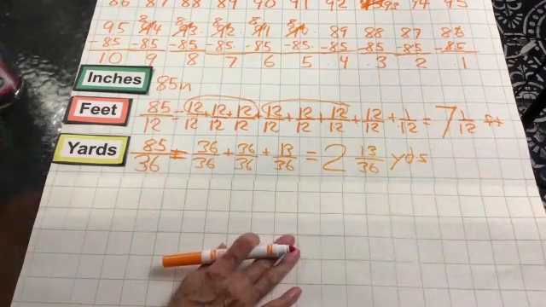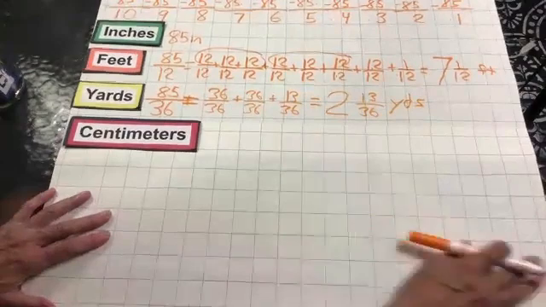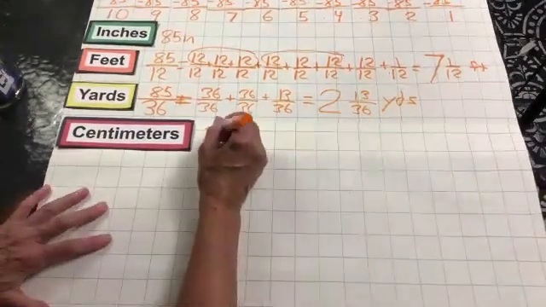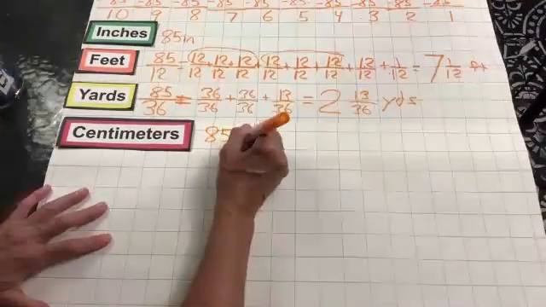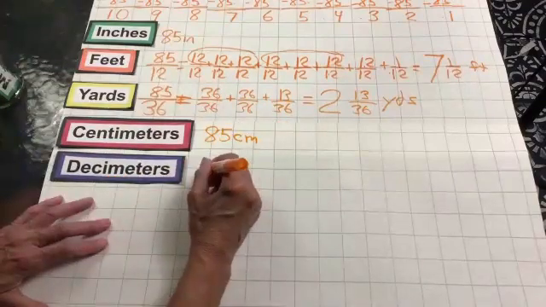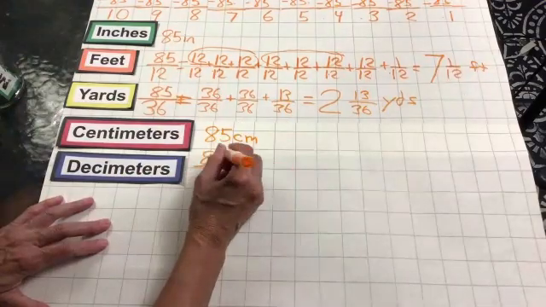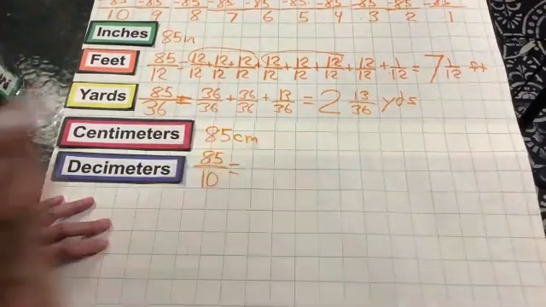All right. That is our standard form of linear measurement, measuring lengths. Let's go for our metric, centimeters, using our number of the day, 85, playing with that number, 85 centimeters. We're going to go into decimeters. We know it takes 10 centimeters to make a decimeter. So we need to break this apart.